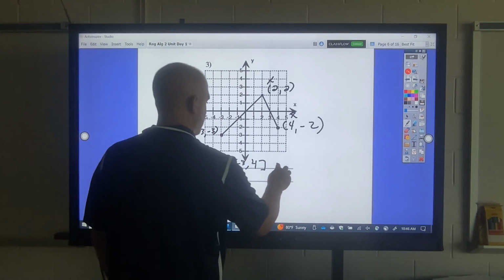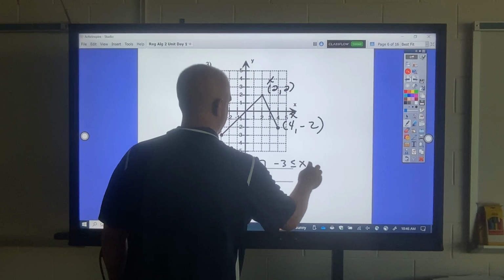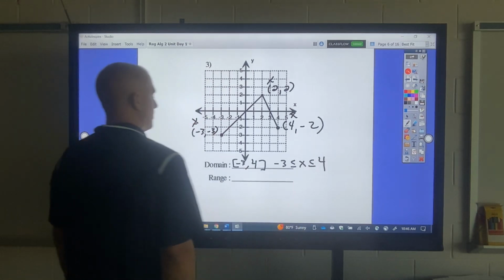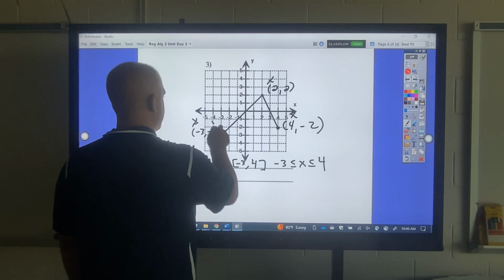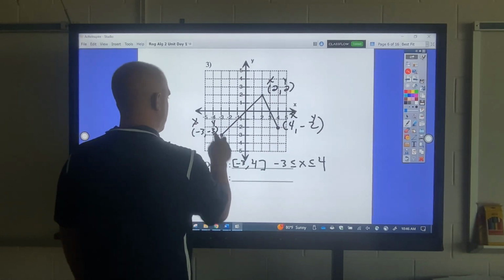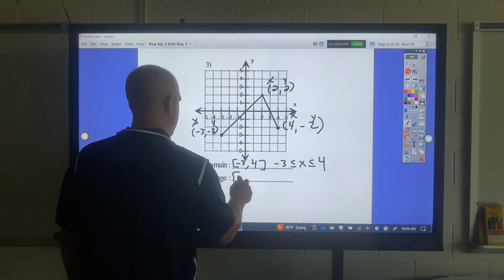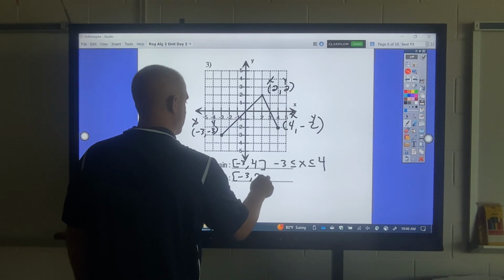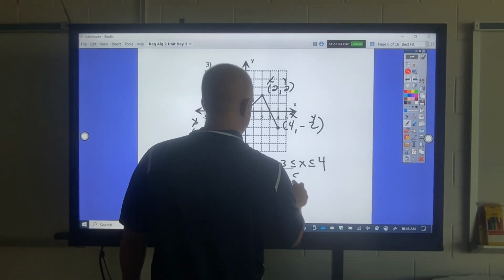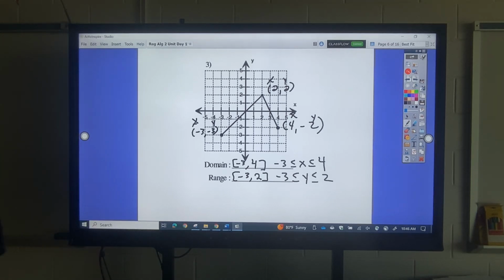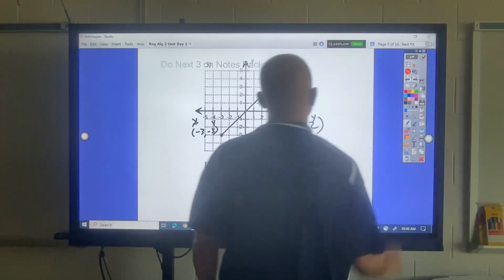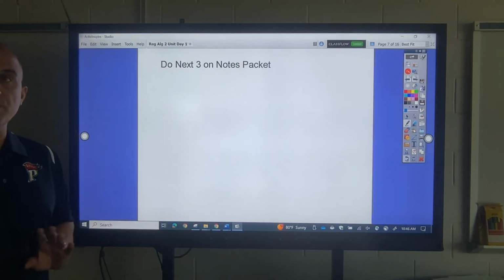All right? So you could also write that like this. My smallest y value is -3. So now I'm going to do the range, y values. Smallest y value is -3. Biggest y value is 2. Once again, that could be written like this. Domain is x, range is y. Okay? All right, go ahead and you do the next 3 in your notes packet.